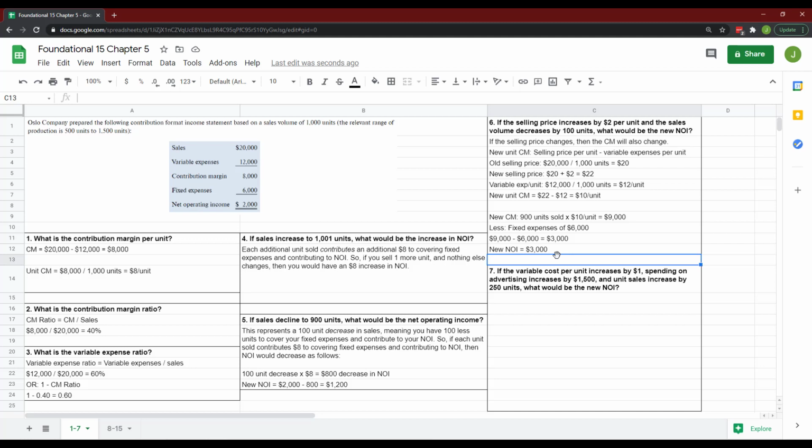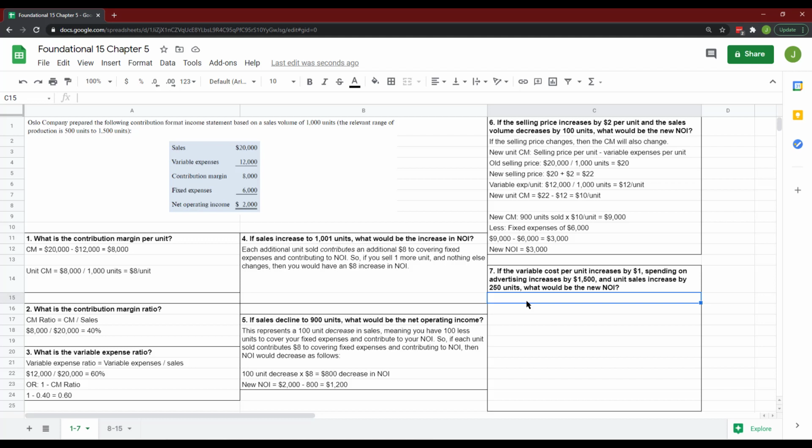Although they're selling 100 fewer units, each unit has more power in the impact that it has on net operating income. So it looks like in this situation, that would have been a good change for them if that was the actual impact that it had. Okay? All right, now for number 7, let's look at what different variables they're giving us now.